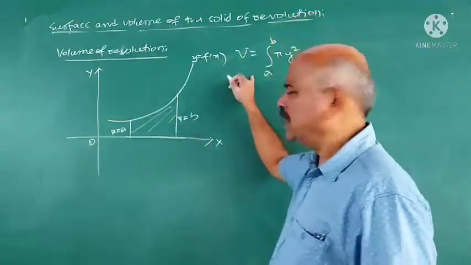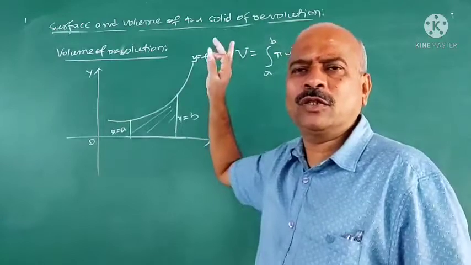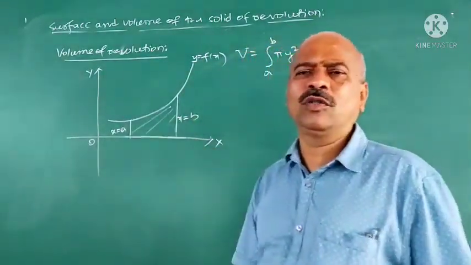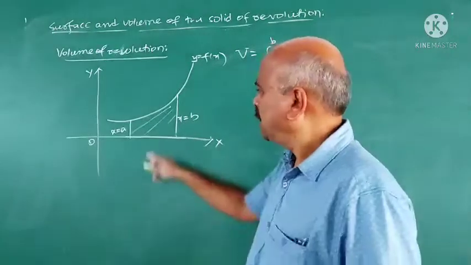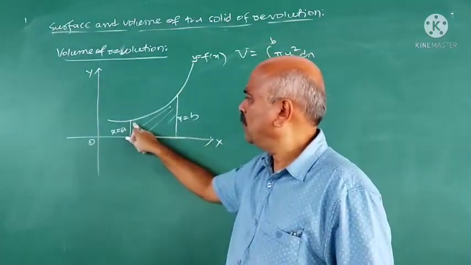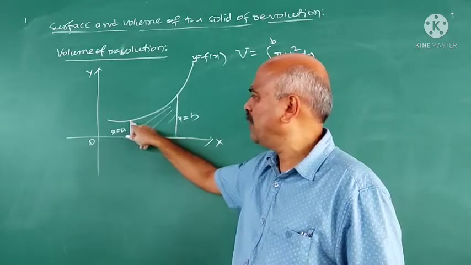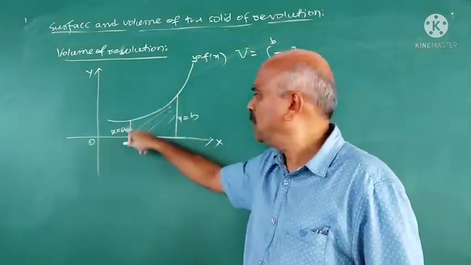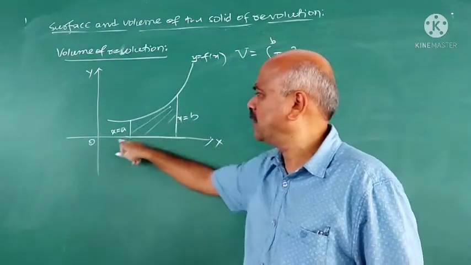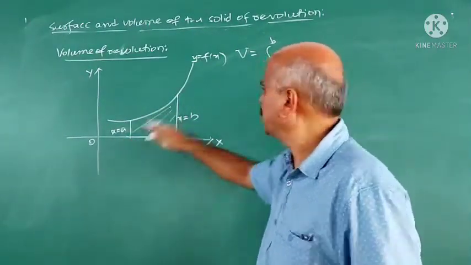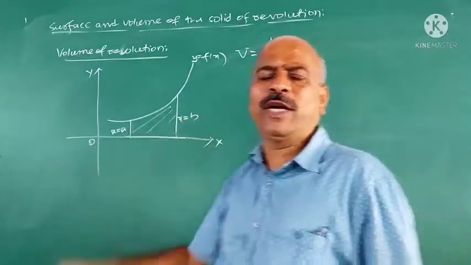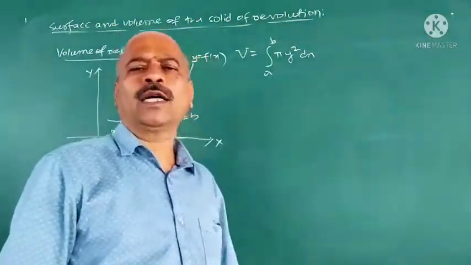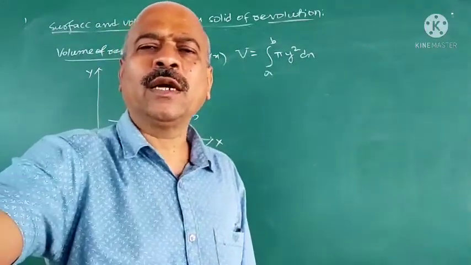I derive this in the next coming videos. Understand what the volume of revolution is. The formula is, the volume of the solid obtained by revolving the area bounded by the curve y = f(x), two ordinates x = a, x = b, and the x axis, about the x axis is pi y squared dx integrated from a to b. I derive this and consider problems in the next coming videos.